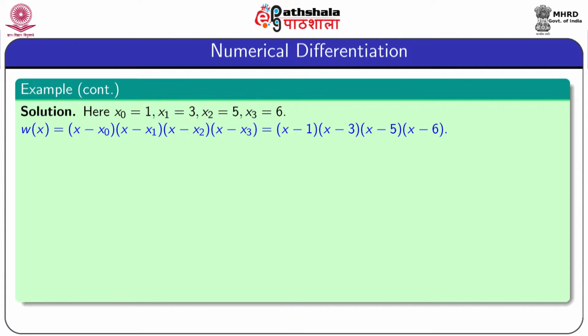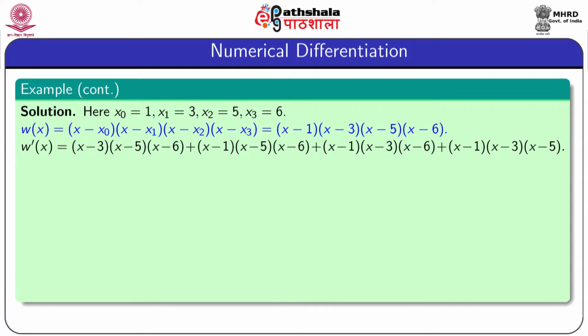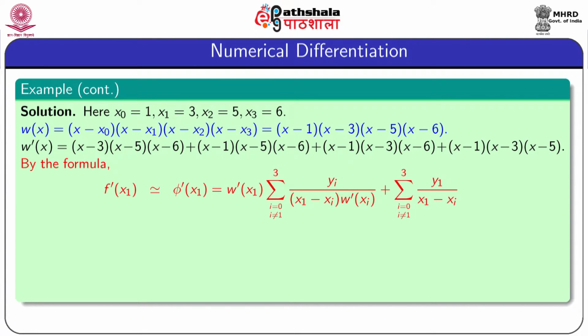And for these values, W x equals x minus 1 into x minus 3 into x minus 5 into x minus 6. Note that the arguments are not equispaced. And W prime x is given by this expression. Then by the formula, the first derivative of f at x1 is approximately equal to the first derivative of phi at x1, which is equal to W prime at x1 into summation i equals 0 to 3, because n is 3, where i not equal to 1, y i by x1 minus x i W prime at x i, plus summation i equals 0 to 3, i not equal to 1, y1 by x1 minus x i.